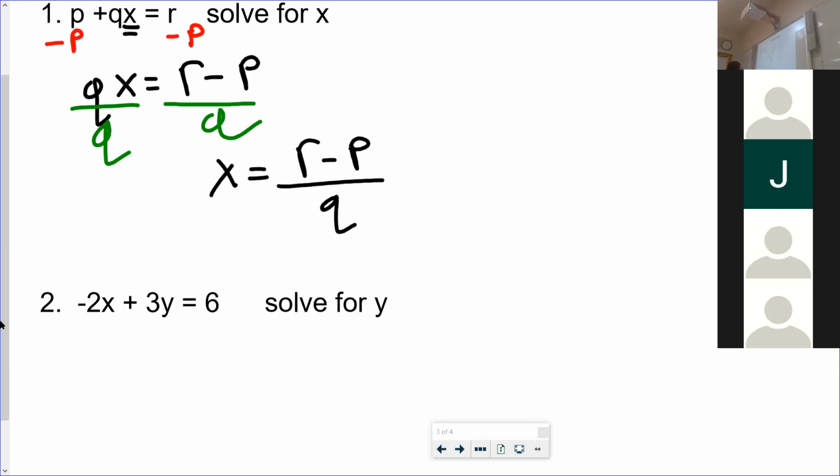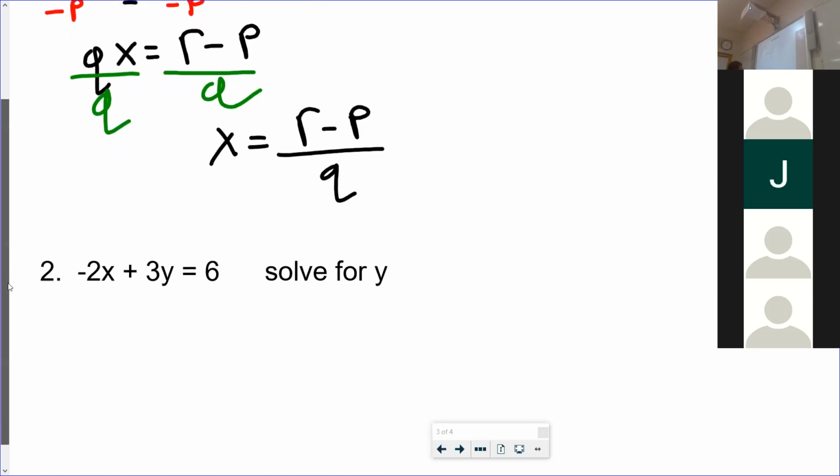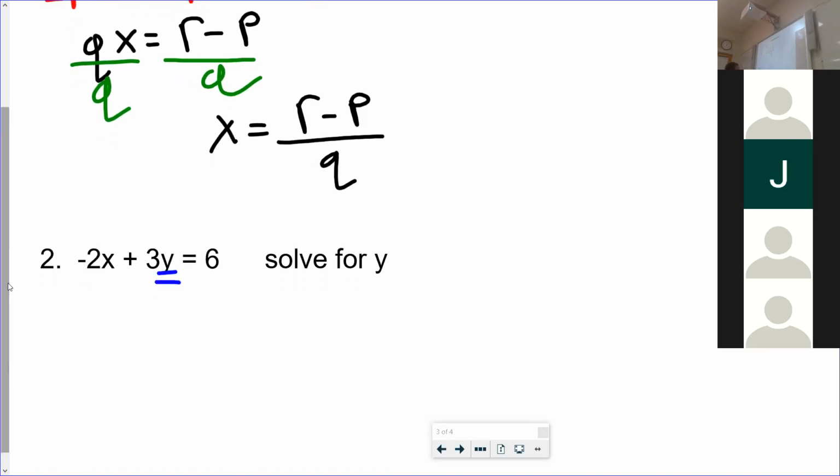All right. So we're trying to separate y. Y is my VIP. He's kicking everyone out of this house. So the first thing he does is he kicks out the people he's not closest to. And the person he's not closest to is negative 2x. So I'm moving the whole unit, negative 2x. So I'm going to add 2x to both sides.